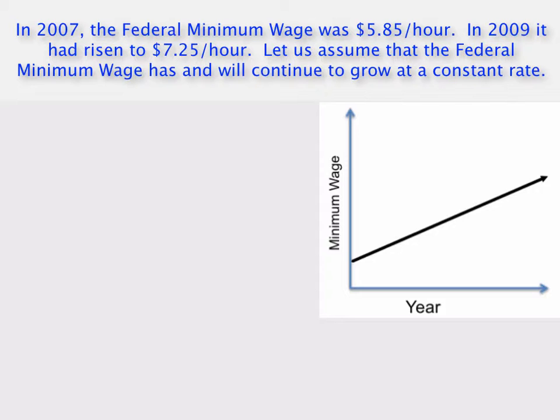Of course, first things first, let's define our variables. Let's let our independent variable be the year, and we'll give that the variable N. And let's let our dependent variable be the minimum wage, which we'll call W.